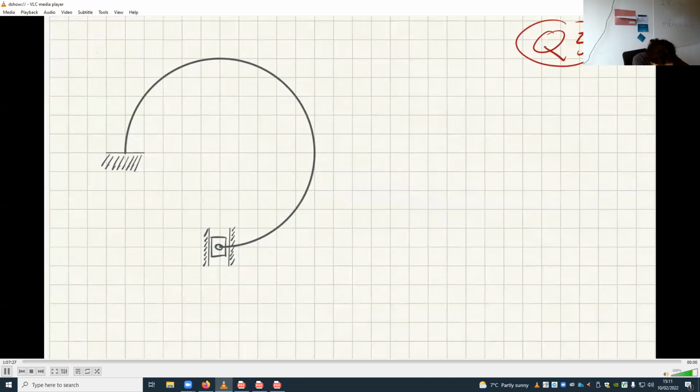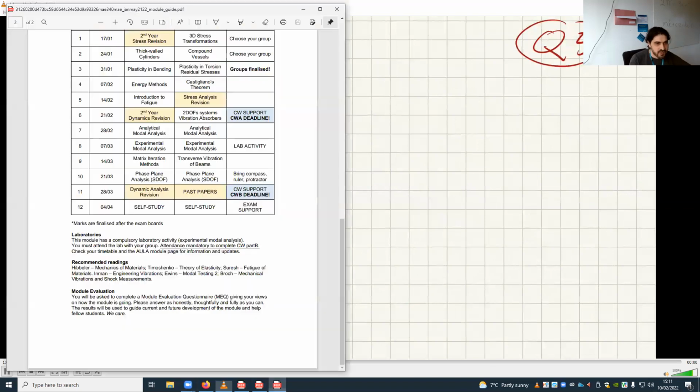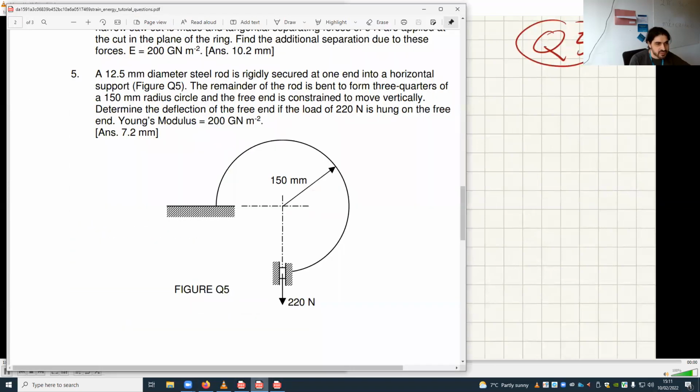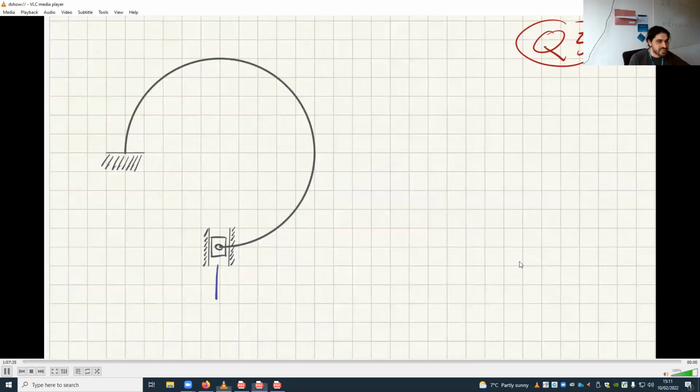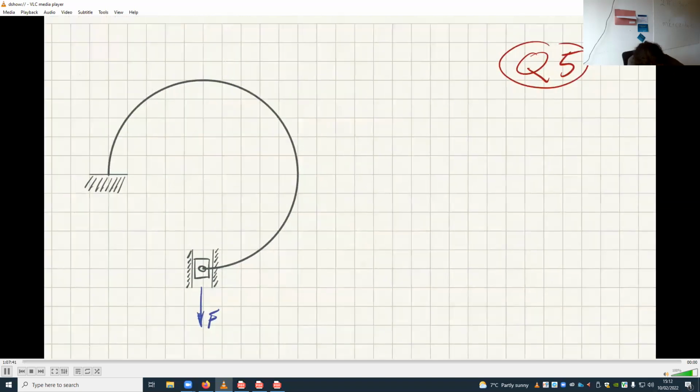So what we have here is an applied force of F. Is there an applied force of F? Oh, I just looked at it and I already forgot. Oh, it's 220 Newton. Let's say it's F, because we don't like numbers. If you need numbers, they are here on the side.